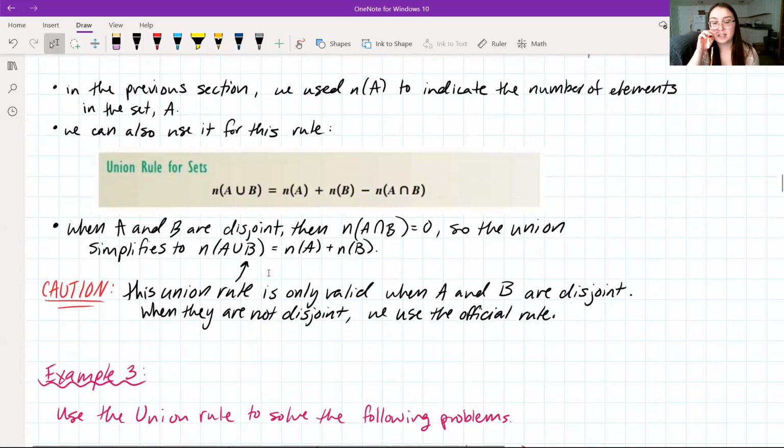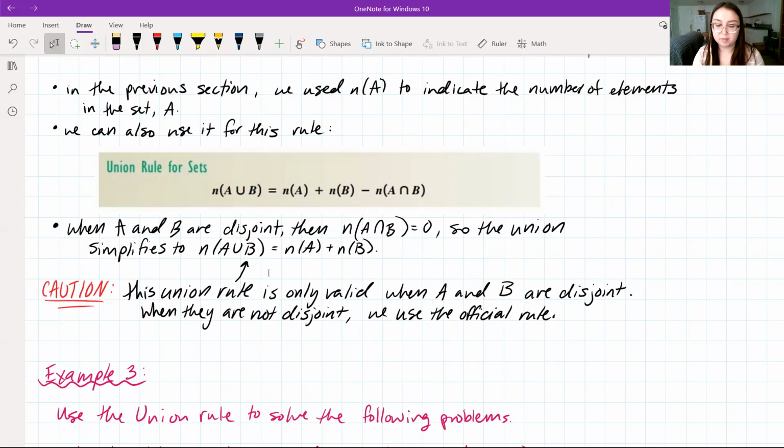All right, so in the previous section, we used N of A to indicate the number of elements in a set A, or any example set A. We can also use it for this rule, which is the union rule for sets. N of A union B is equal to N of A plus N of B minus N of A intersect B. So when A and B are disjoint, then N of A intersect B is just equal to 0, since they don't share any elements.